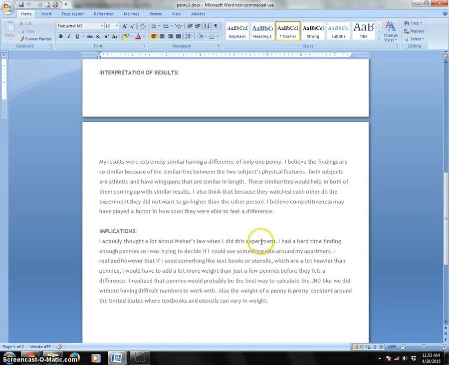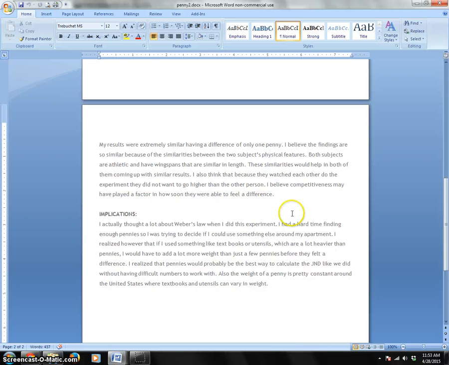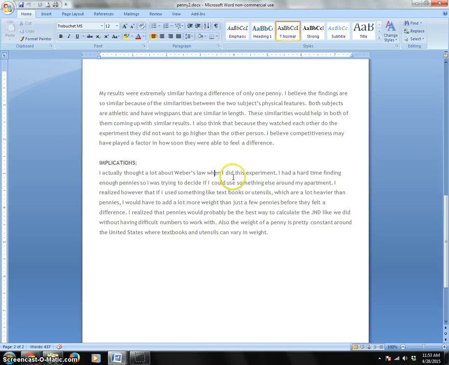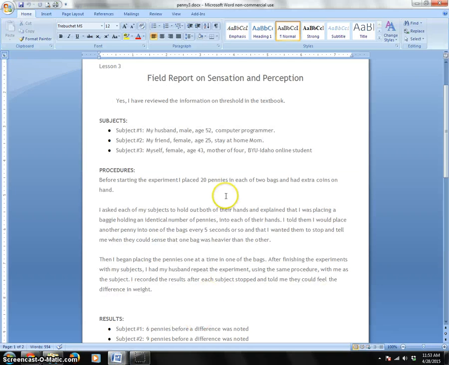But essentially, same thing with this one. So this one could have a little bit more depth on the interpretation and a little more depth on the implications for these, but it's not too bad. So just noticeable difference, Weber's law, they're connecting this experiment to the things that they learned in class. That's one major thing that I'm looking for, and some detail in the interpretation. This one could have been improved a little bit, but not too bad.